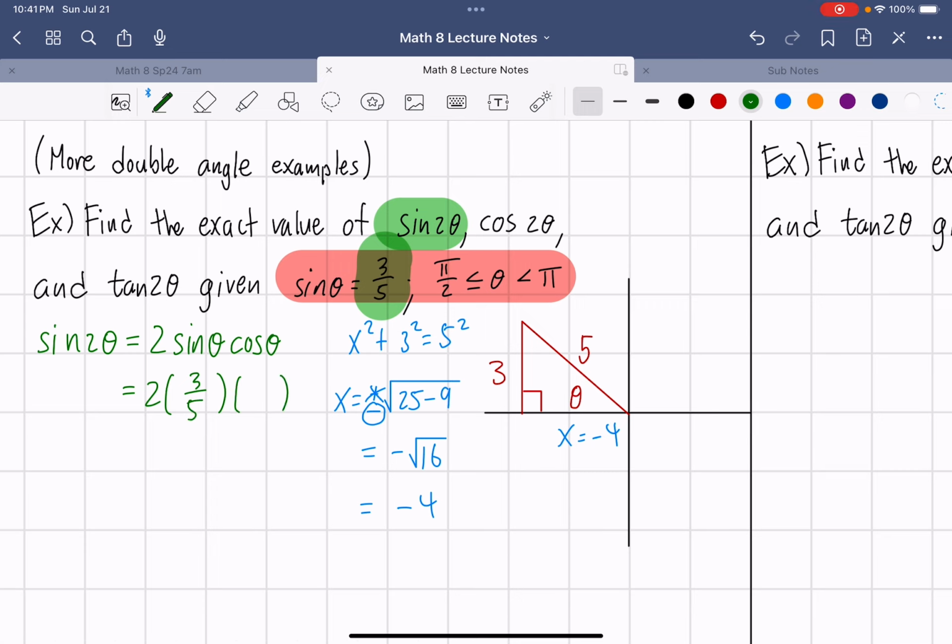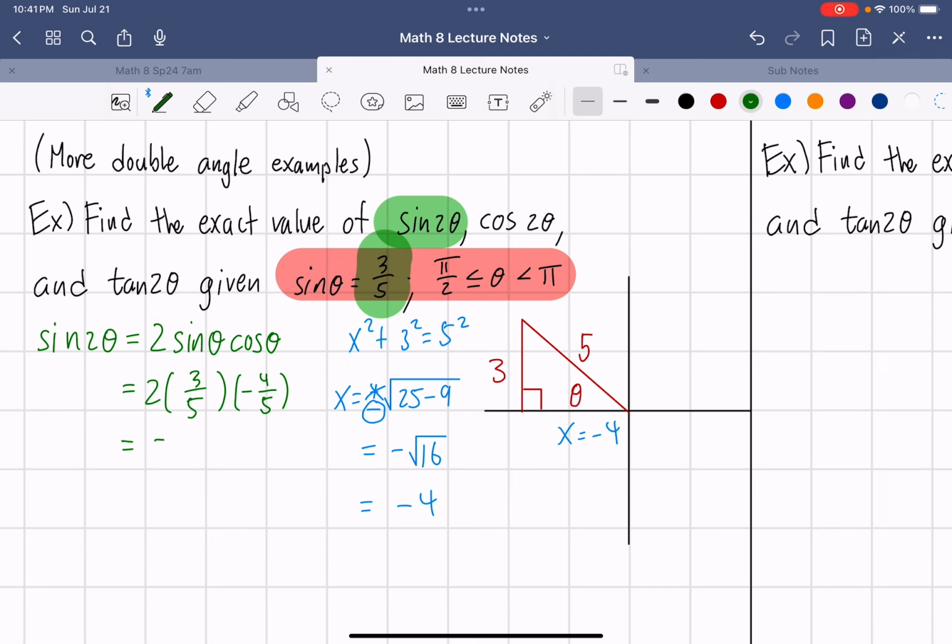And I don't know cosine, but with the triangle I created, I know cosine is adjacent over hypotenuse. So it'll be negative 4 over 5. And then if we multiply this out, this is going to give us negative 2 times 3 is 6. 6 times 4, 6, 12, 18, 24. And then we multiply the denominators. 5 times 5 is 25.